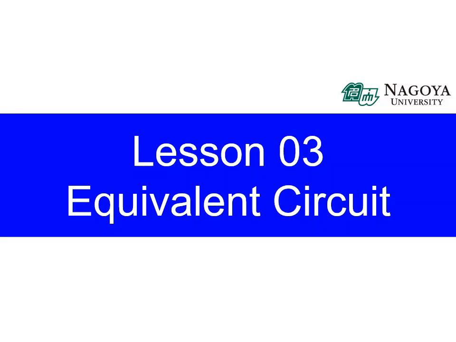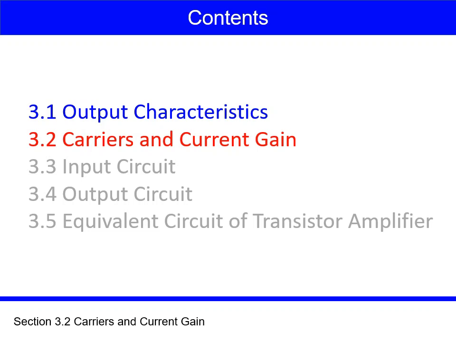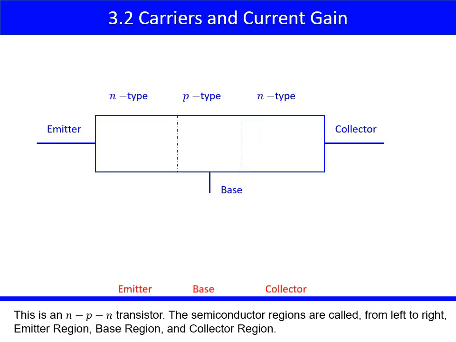Lesson 3, Equivalent Circuit. Section 3.2. Carriers and Current Gain. This is an NPN transistor. The semiconductor regions are called, from left to right, emitter region, base region, and collector region.